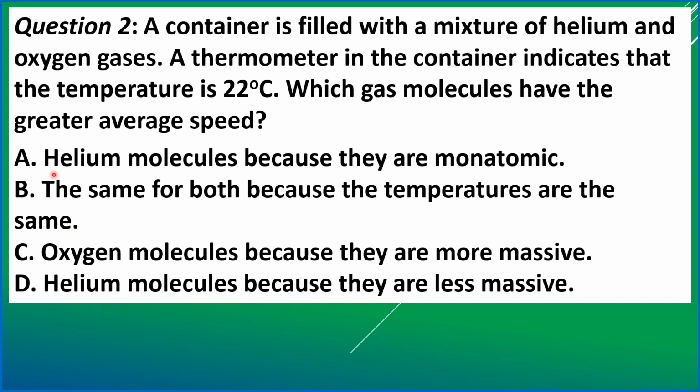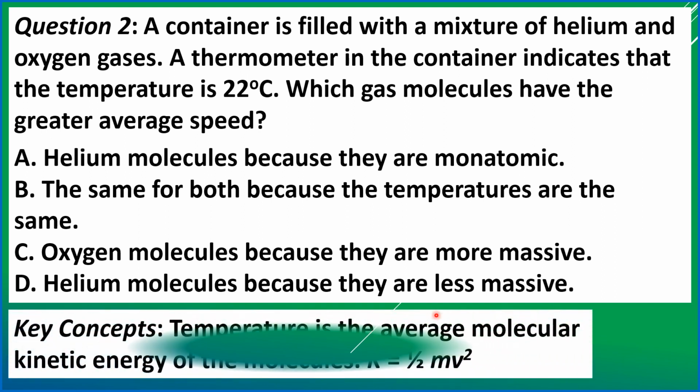Alright, option letter A, helium molecules because they are monatomic. Option letter B, the same, both because the temperatures are the same. Option letter C, oxygen molecules because they are more massive. And option letter D, helium molecules because they are less massive.